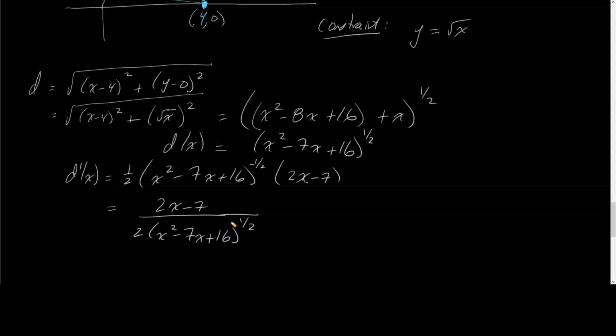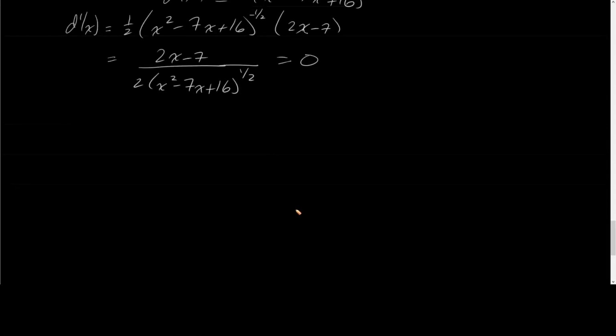And how do we find the critical value? We set this equal to 0. And look at that, we've got a fraction equaling 0. The only possible way for a fraction to equal 0 is if the numerator itself is equal to 0, giving us the value for x as being 7/2. So now we've got the value of x, 7/2.